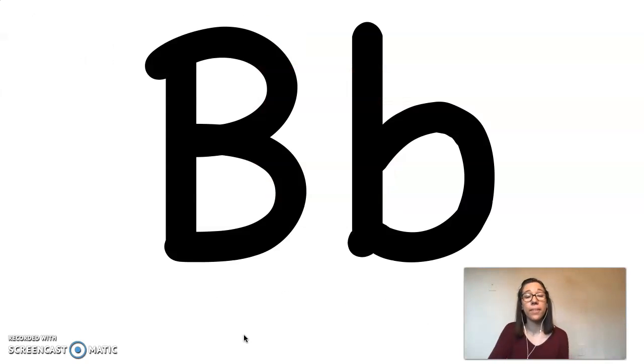Next up is B. To make a capital or uppercase B, we take our pencil and we draw a line straight down. Then we draw two loops next to it. To make a lowercase b, we make another line down, and instead of making two loops, we just make one.